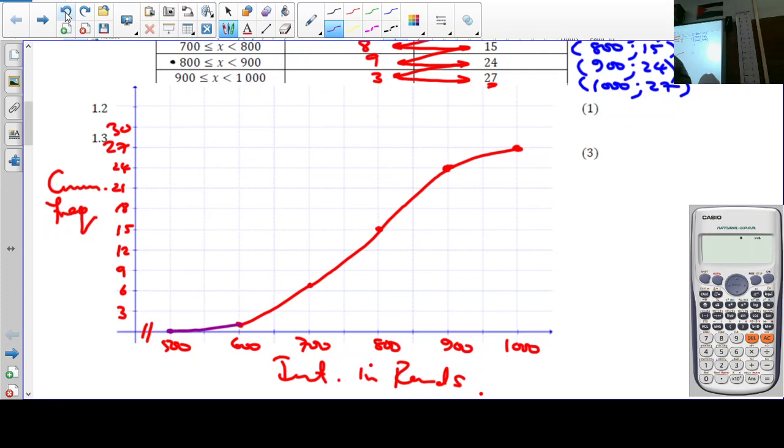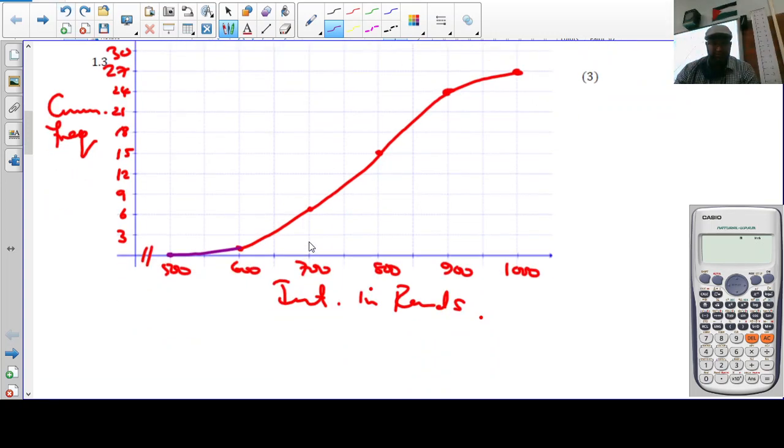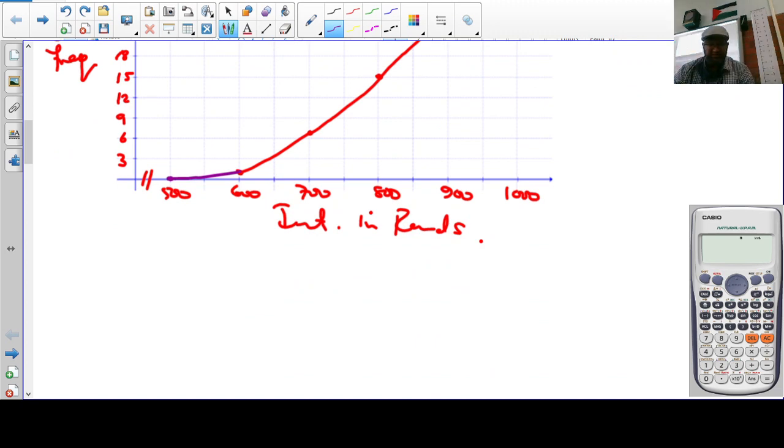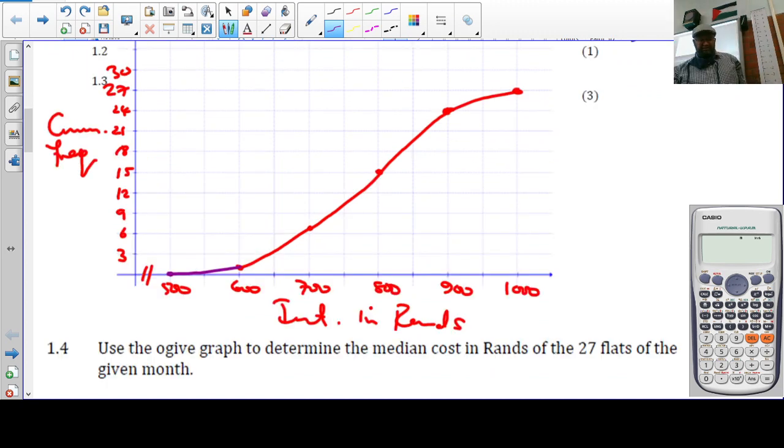The next question. Let's get the next question. In your next question, we are asked to use your ogive graph, your cumulative frequency polygon, to determine the median cost of the 27 flats of the given month.